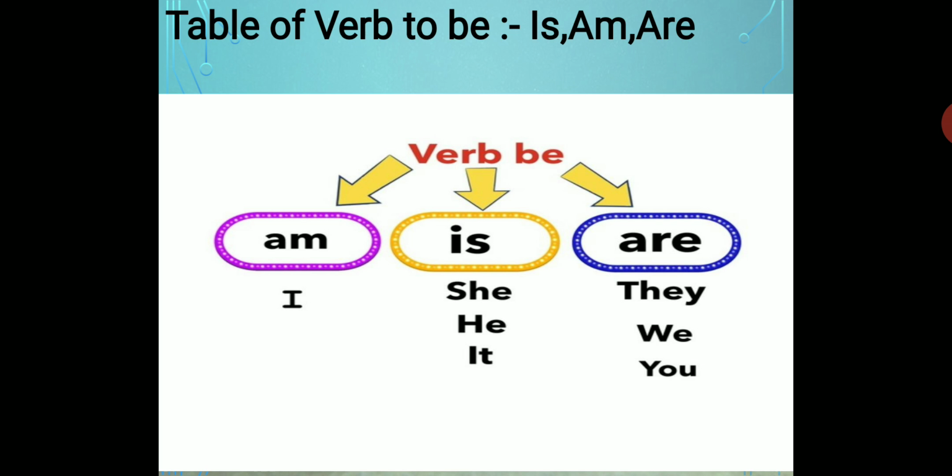You, we and they. We use are with you, we and they. It means that you, we and they are the plural form of pronouns, and if instead of plural pronouns in the sentence there are plural nouns, then we can also use are. For example, they are going to school.